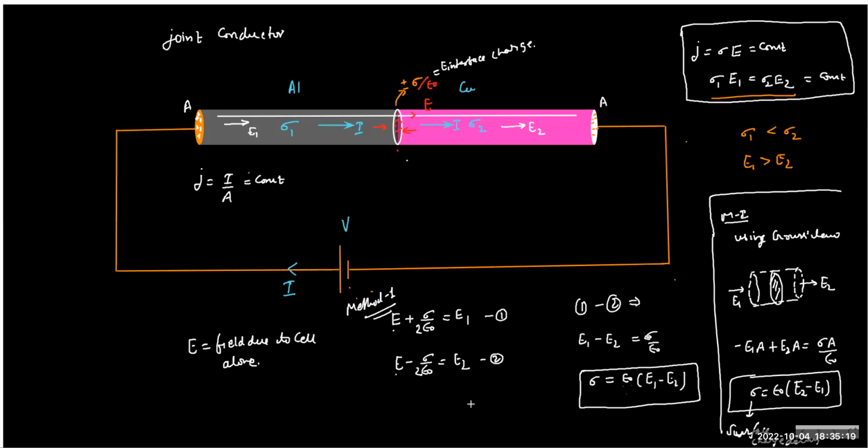They may ask you another question: what is the field due to the cell? The answer is you can add equations 1 and 2. So 2E equals E1 plus E2, which implies E equals E1 plus E2 by 2. It is the arithmetic mean, the average. That's a very interesting answer. If you know the field in the two media and they ask you to find the field of the cell, the answer is pretty much obvious.